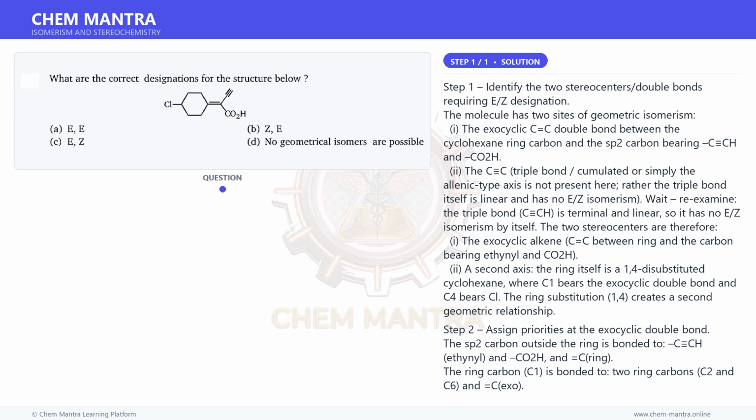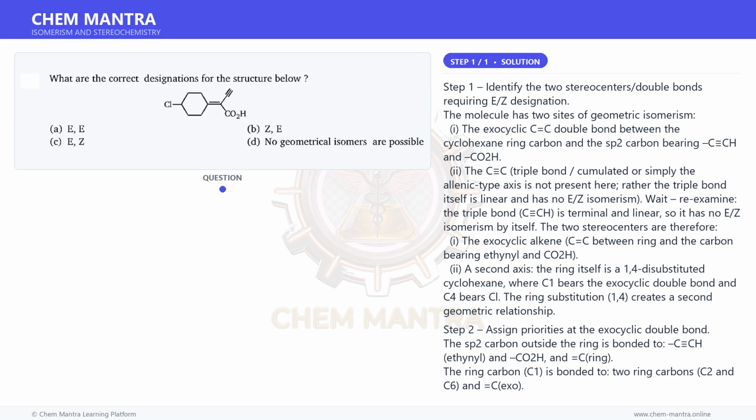Step 3. Determine E or Z for the exocyclic double bond. Looking at the drawing, CO2H is on the lower right of the exocyclic carbon and the ring is on the left. The higher priority group on the exocyclic carbon is CO2H, priority 1, versus C≡CH, priority 2. The higher priority group on the ring carbon C1 is the ring chain leading to Cl, priority 1, versus the other ring chain, priority 2. In the structure as drawn, CO2H and the Cl-bearing ring chain are on opposite sides of the double bond: E configuration for the exocyclic double bond.